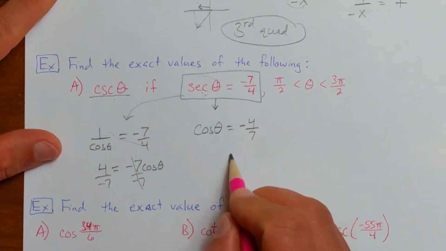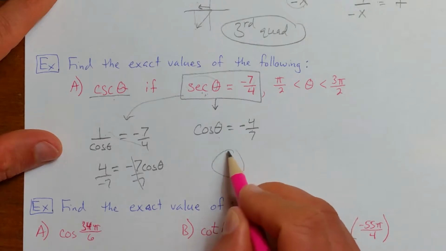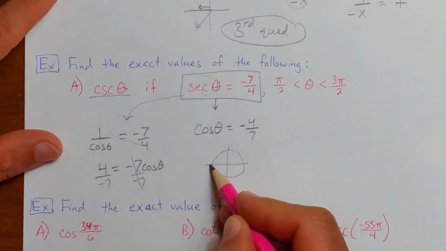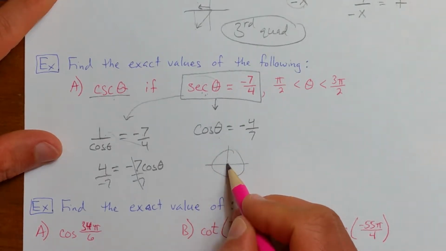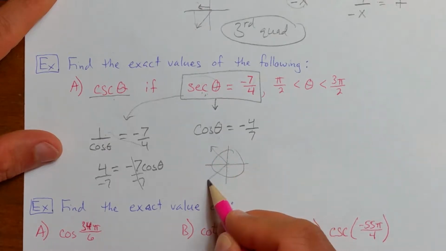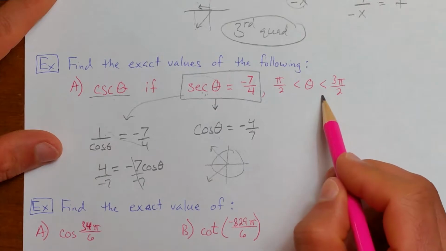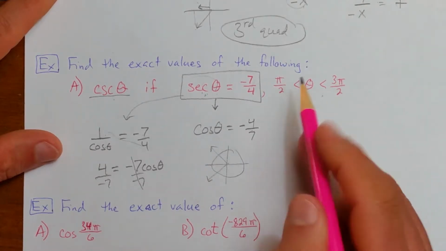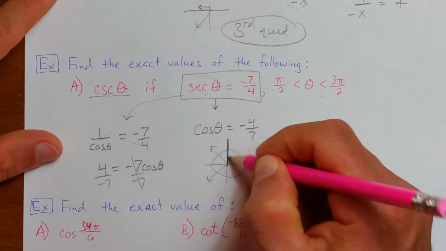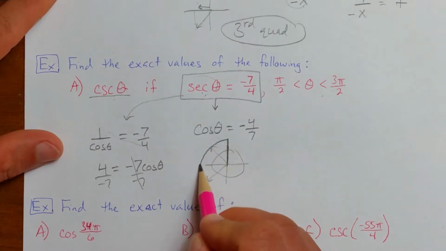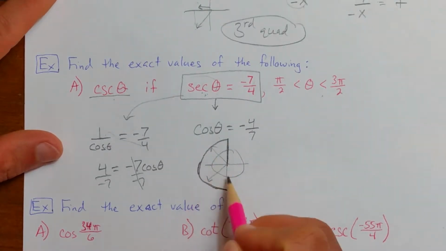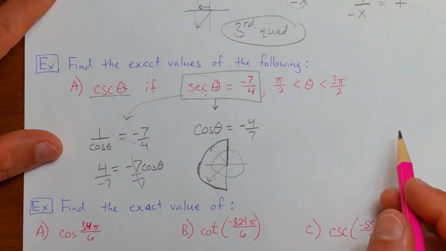Alright, now the cosine being negative, think on the unit circle what that means. If cosine is negative, that means you go to the left. That means you could be here or here. It could be either one of those two. So this is supposed to restrict it. Now they're telling us to go from pi over 2, which is here, all the way over to 3 pi over 2, which is here. So they're basically saying you're going to have 2 answers.